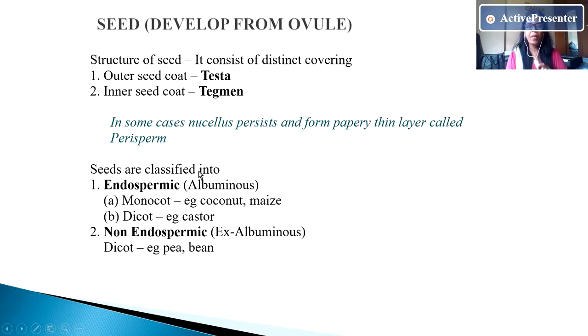Seeds are classified into endospermic, otherwise known as albuminous, for example in monocots coconut, maize, etc., and in dicots, for example castor. Castor oil is extracted from here. In monocot coconut, you can see the endosperm, which is the edible portion. And non-endospermic, that is exalbuminous, for example pea, beans, etc. So here the cotyledons become edible, and there the endosperm is edible. So endospermic and non-endospermic.